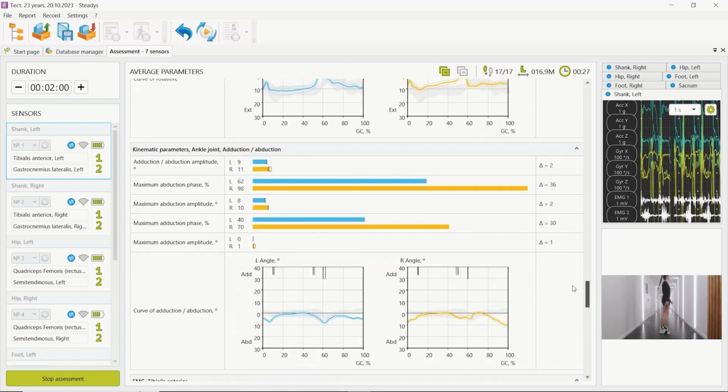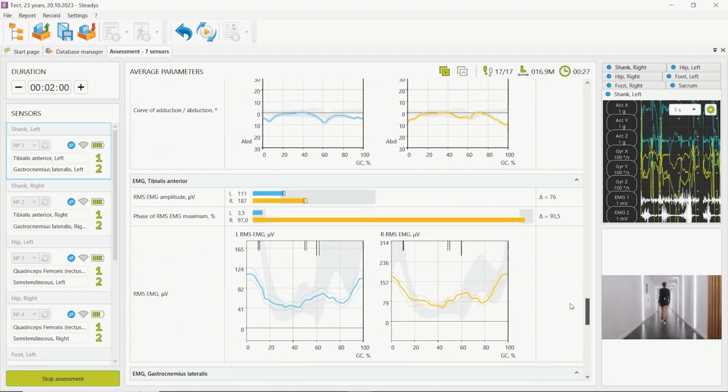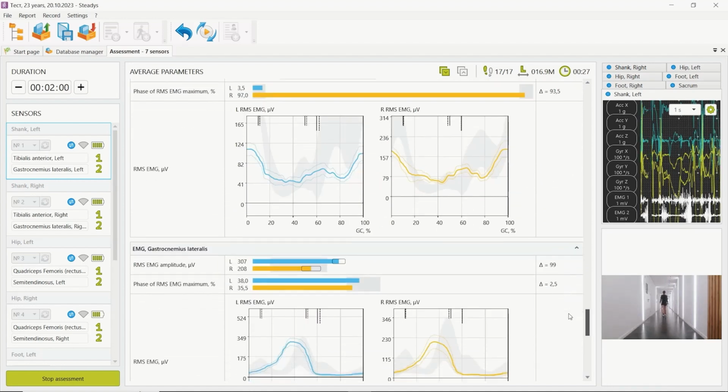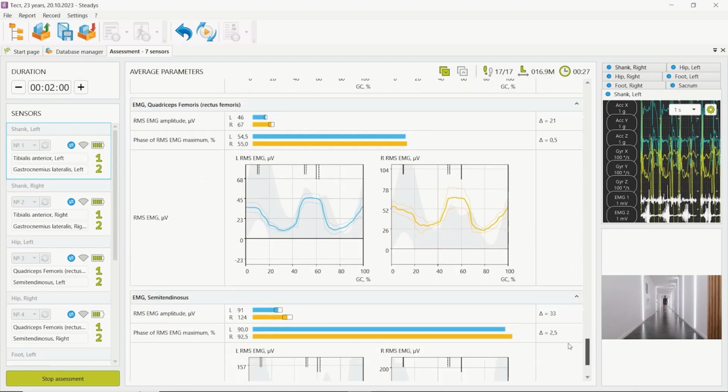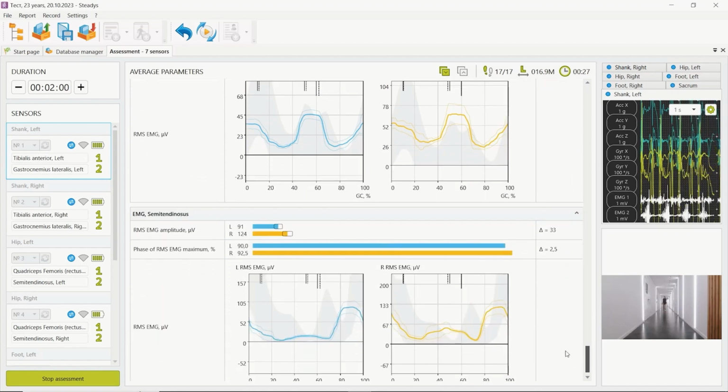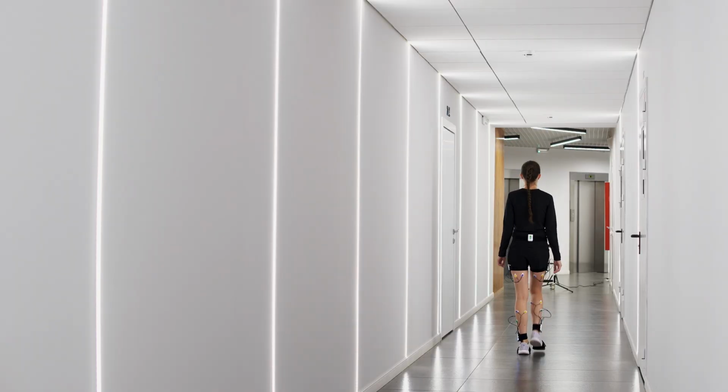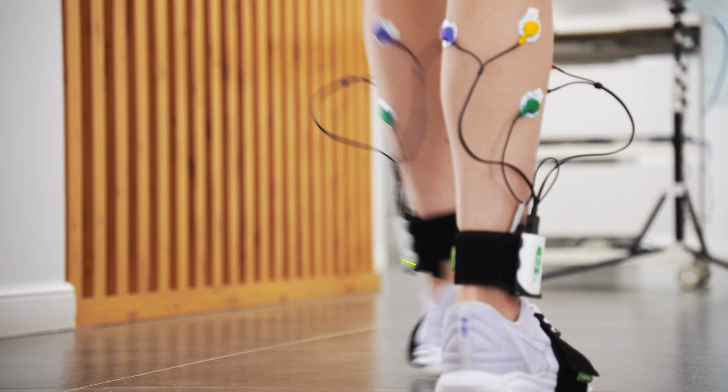After the kinematics of joint movements, profiles of bioelectric muscle activity in the gait cycle follow. First, the data for the anterior tibial muscle is given, then for the remaining studied muscles. The registration stops when the necessary number of gait cycles has been reached.